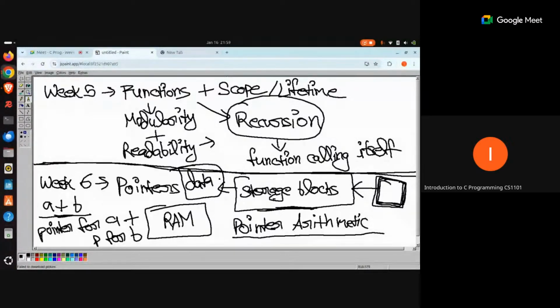Are you able to get some sense of what pointers are? As I have already told you, you don't need to know everything by now. Yes, sir. In pointers, I have a doubt. Can I ask? Yes, tell me.